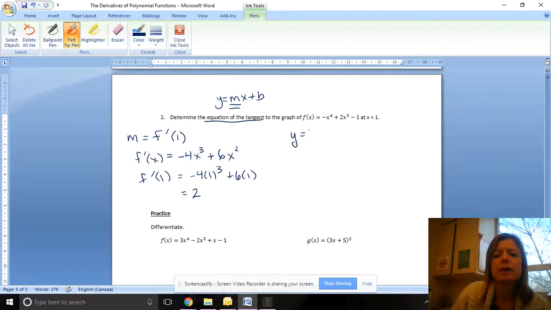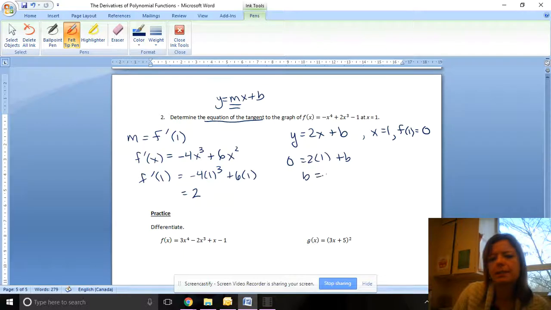So now our equation is y equals 2x plus b, and we just need to solve for b. So we know that x is equal to 1, and then we put 1 into the function to find the y value. Not into the derivative, but into the actual function. So if you put 1 into that function, you get 0, I believe. Yeah. So it's an x-intercept. That's interesting. So then you get 0 equals 2 times 1 plus b. So your b is -2. So your equation of the tangent is y equals 2x minus 2.